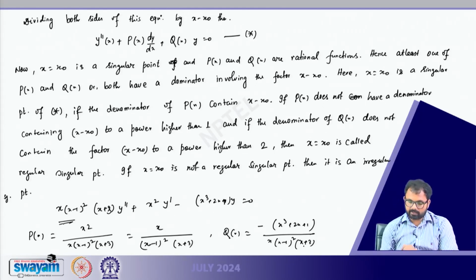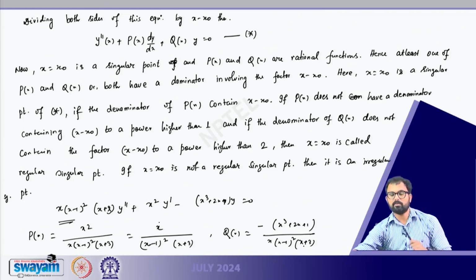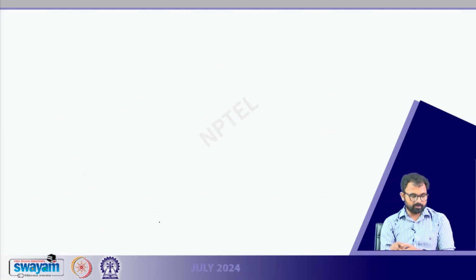Now, the factor x is absent from capital Px, and it occurs to the first power in the denominator of capital Qx. Hence, x equals to 0 is the regular singular point, right. So, that means in the denominator, if it is not present for power more than 1, then in that case we will have x equals to 0.